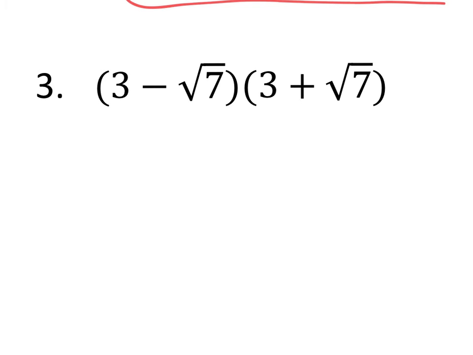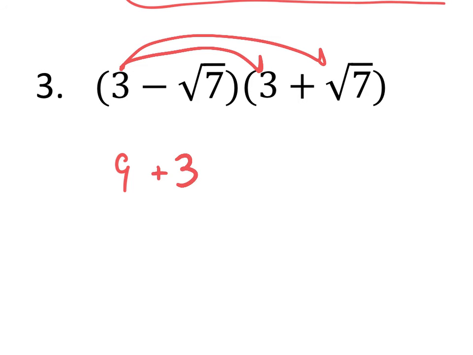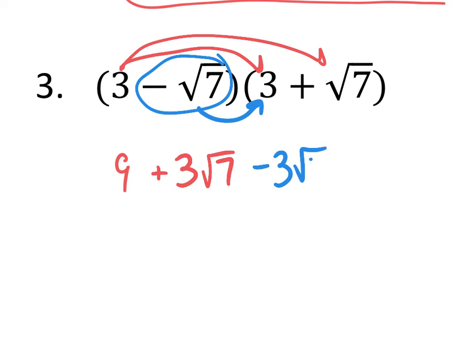We're going to distribute the 3 first. 3 times 3, that's 9. 3 times positive square root of 7, that's like saying 3 times positive x. That'd be a positive 3x. But instead of x's, what do we have? We have the square roots of 7. Okay? And now let's distribute this negative, let's call it negative x if we wanted to. Negative x times 3, that's a negative 3x. But in this case, we have a negative 3 of the square root of 7. And then negative square root of 7 times positive square root of 7. A negative times a positive is a negative. Square root of 7 times square root of 7 is the square root of 49.